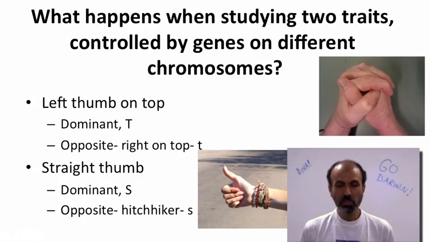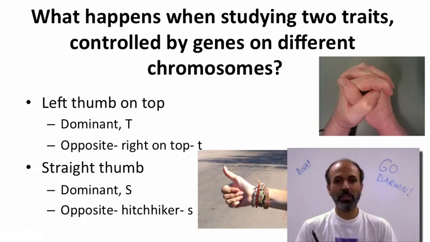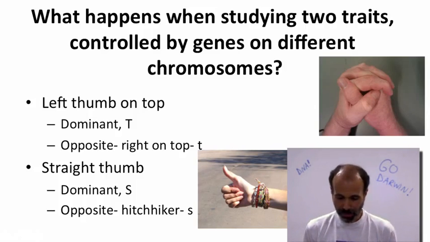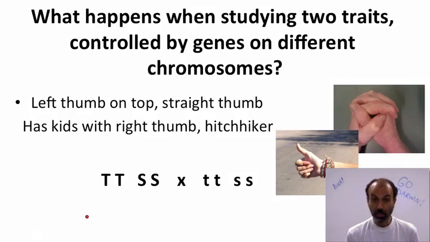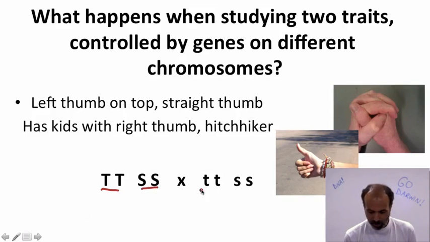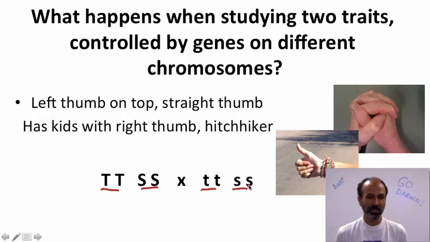So let's say you were following these two traits together, following inheritance of them. Let's do a hypothetical example. Let's say you have a dad who has left thumb on top and straight thumb, having kids with a mom that has right thumb on top and hitchhiker. Let's call them, using these letters to make it easier to follow, big T, big T, big S, big S, crossed with little t, little t, little s, little s.